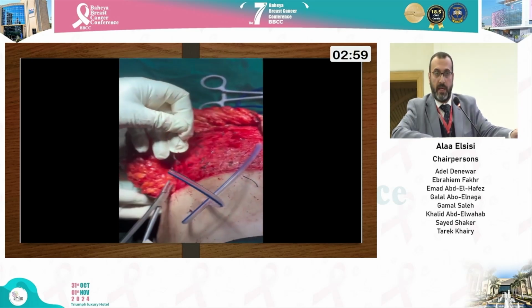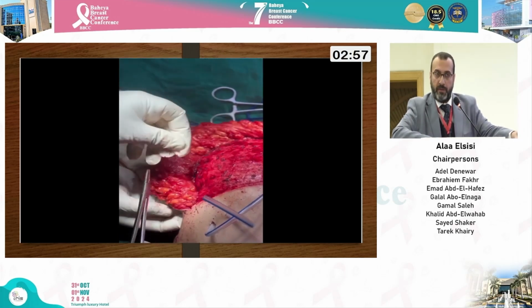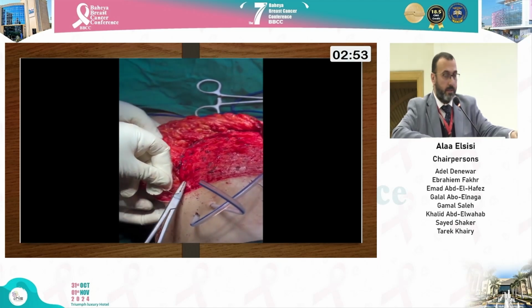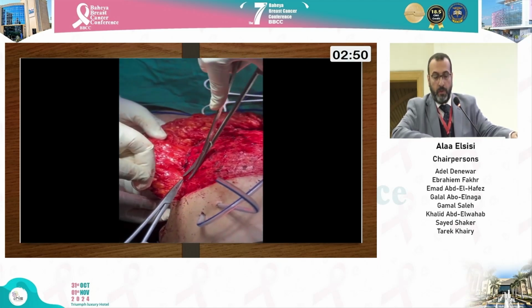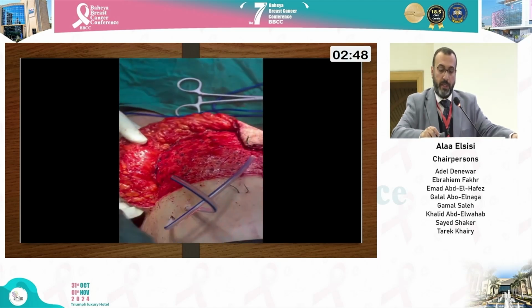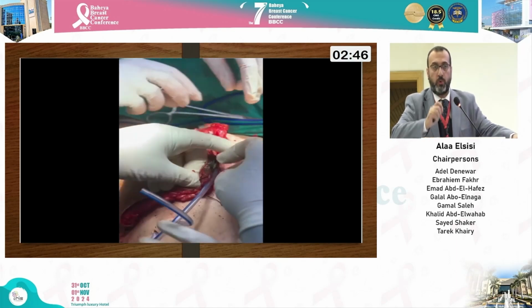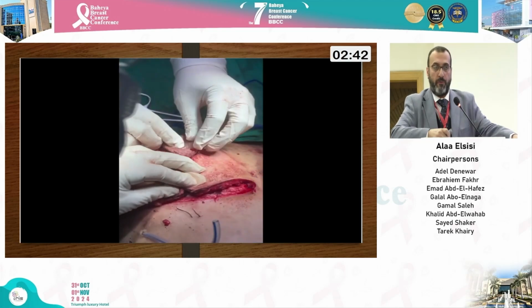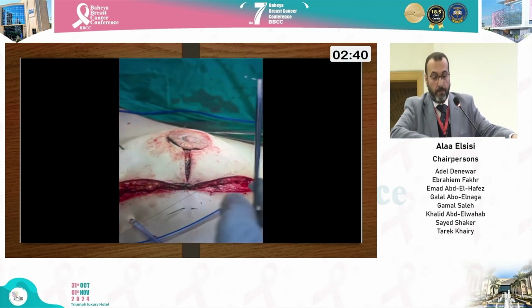Two drains, one in the axilla and the other under the implant. Good point, complete hemostatic control of the dermal sling pockets of blood to avoid blood collection underneath.